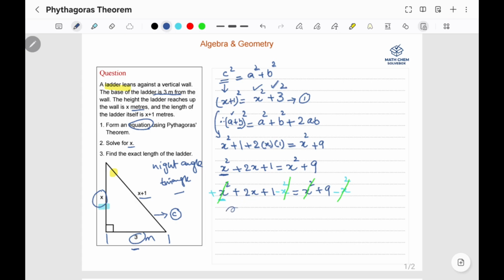And finally we get 2 times x plus 1 equals 9, or 2x plus 1 equals 9. Again shifting this 1 to the other side. So the opposite of plus 1 is minus 1. So subtracting 1 on both sides. Plus 1 minus 1.